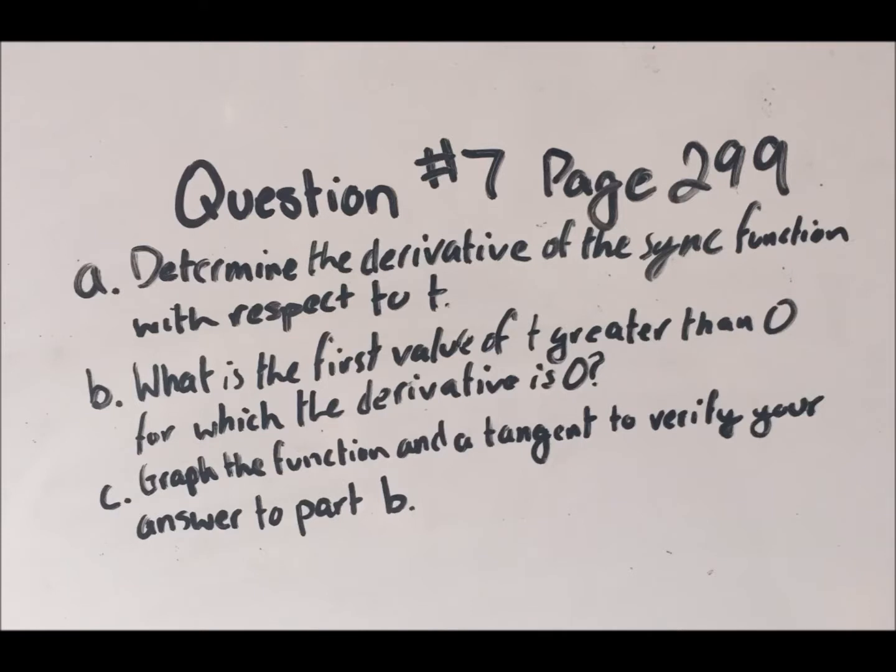The first part of the question is to find the derivative of the sync function with respect to t. The second part of the question asks to find the first value of t greater than 0 for which the derivative is 0, and the third part of the question asks to graph the functions and a tangent to verify your answer from part B.